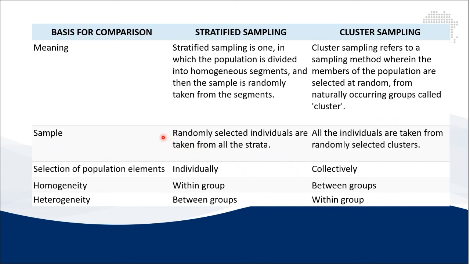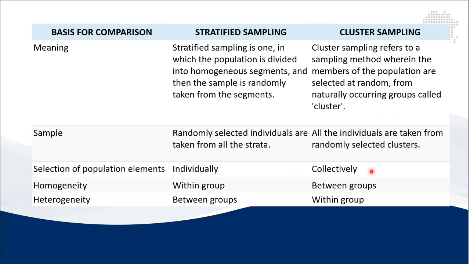Then let's look at the sampling. Randomly selected individuals are taken from all the strata that might be in the population. However, with cluster sampling, randomly selected clusters are used. So what happens here? The researcher selects the clusters, and then the selection of the population elements: under stratified sampling it is individual, whilst under cluster sampling it is collective, meaning that the whole cluster is used for observation or data collection in this kind of sampling method.